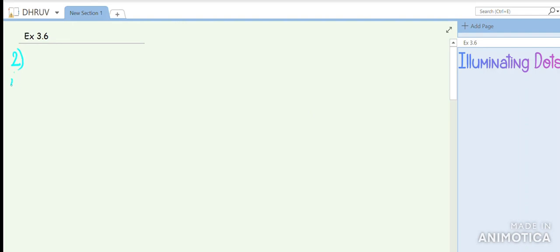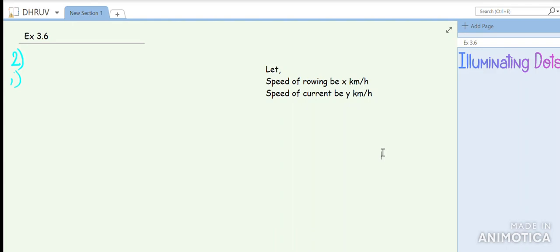The first one. Ritu can row downstream 20 kilometers in 2 hours and upstream 4 kilometers in 2 hours. Find the speed of rowing in still water and the speed of the current. We will just assume something before starting the question. Let the speed of rowing be x kilometers per hour and the speed of current be y kilometers per hour.